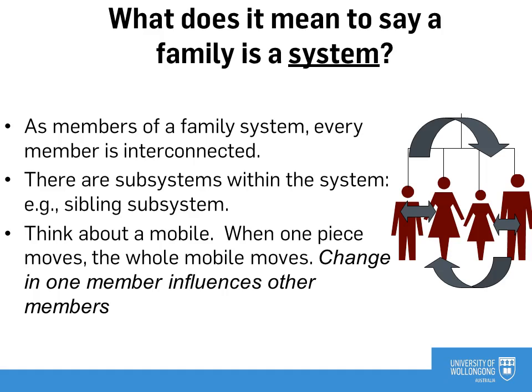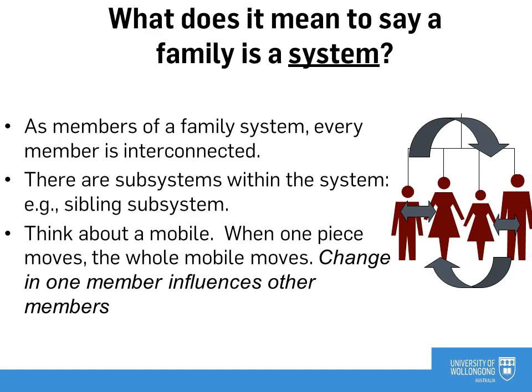So what does it mean to say that a family is a system? The idea is really that every member of a family is interconnected with each other, and that there are subsystems within the system. So the family is the broader system, but then there are subsystems: the parent-parent relationship, so the partnership between parents, or the sibling-to-sibling relationship, that's the sibling subsystem, or the parent-child relationship, which we've already talked about with parenting.